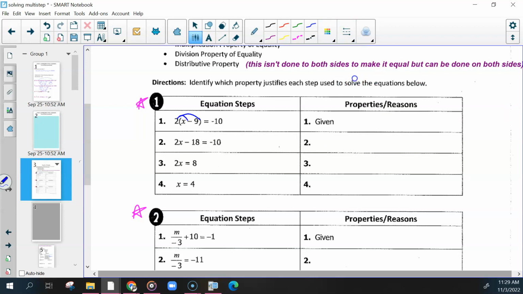Which is how we got this. So that would be the distributive property. I'm going to shorten some of this. And then looking from step 2 to step 3, what did they do there? Lily? They added to both sides. So that would be your addition property of equality. Again, I'm going to shorten that because I don't have enough space to write all those words.